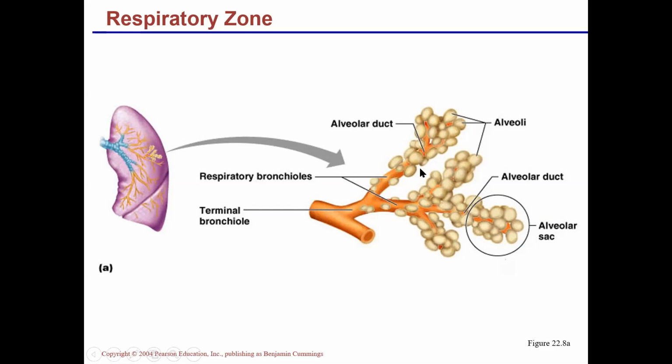Then this respiratory bronchiole will continue to divide, and now you see more and more alveoli attached to it. If you have a lot of alveoli attached to this tubular structure, then it is called an alveolar duct. One alveolar duct will have many alveoli attached to it.